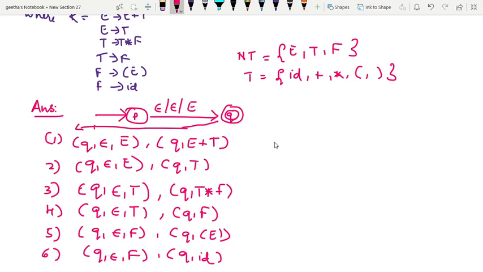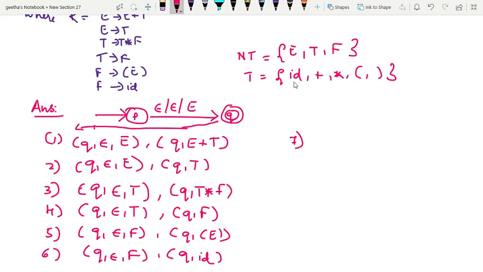Next, the seventh rule. For all the rules, I have built the PDA transitions. Next, the seventh one: once you complete the transitions for all the rules, you now have to build the transitions for the alphabet symbols, that is, the terminal symbols.